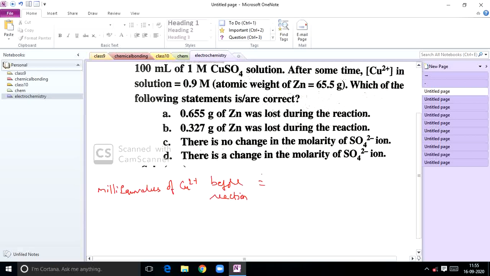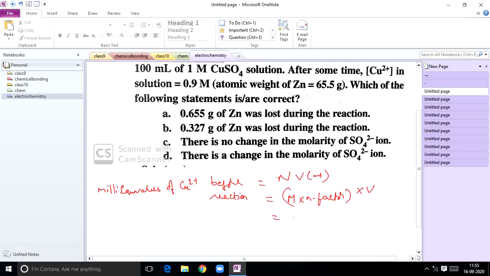So what is the formula? 1 molar. So NV in ml. What is the formula? Normality equation, you know. No? So here molarity is given. So normality is given. Molarity into n factor. Normality can be written as molarity into n factor into volume in ml.